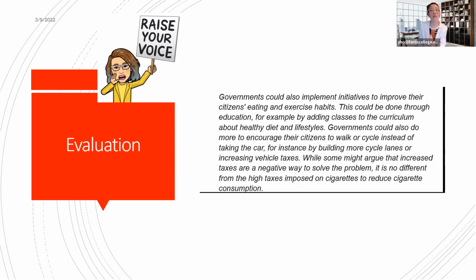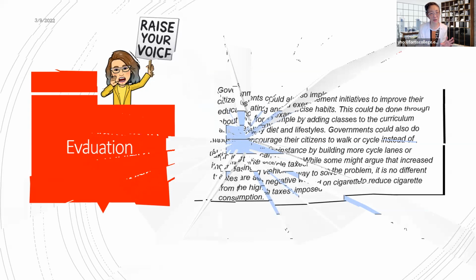So here she stuck in a little bit of the other side, and then she rebutted it saying, but it's no different than something else, and it will encourage people to exercise more. So that's one way in which you can stick in a little bit of the other side in order to rebut it. It doesn't have to be a whole paragraph, okay? You can stick in one sentence here in order to rebut the weakness of someone else's argument.